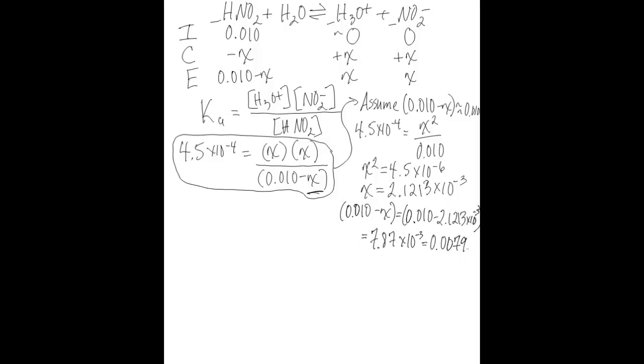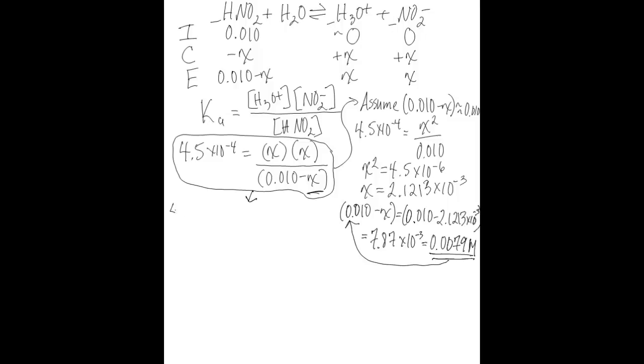written out in decimal form, will give us 0.0079, and this is also rounded to the correct number of significant figures, and you can see that this value is different than the initial concentration of 0.010. So that means we cannot make this assumption, and we need to use the quadratic equation to solve for X in this case.